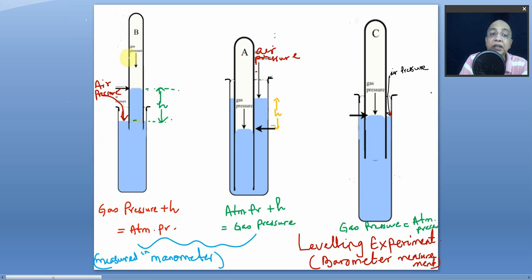That means the pressure inside the tube, that is our gas pressure, plus H is equal to the air pressure. So I have written that: the gas pressure in the enclosed space plus H, the differential height, is equal to atmospheric pressure. In this case, the gas pressure is less than the atmospheric pressure. Which condition? The condition in the conventional manometer where the left side has a higher level than the right side. That is similar to this condition.